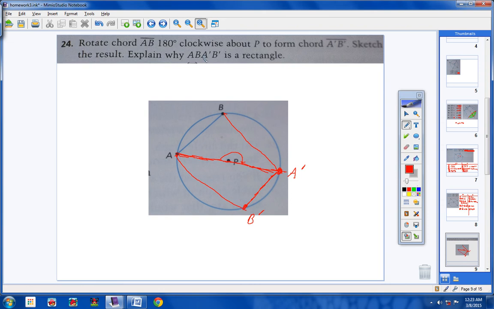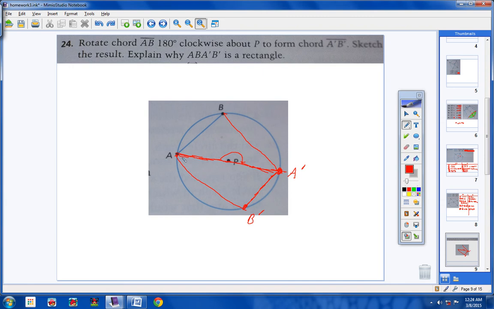These lines, and now explain why A, B, A prime, B prime. Look at my pen, guys. A, B, A prime, B prime is a rectangle. Well, sure, not too difficult.